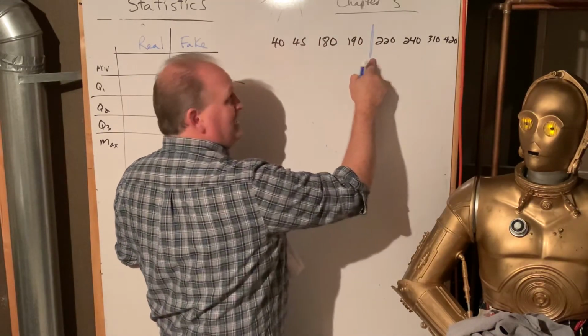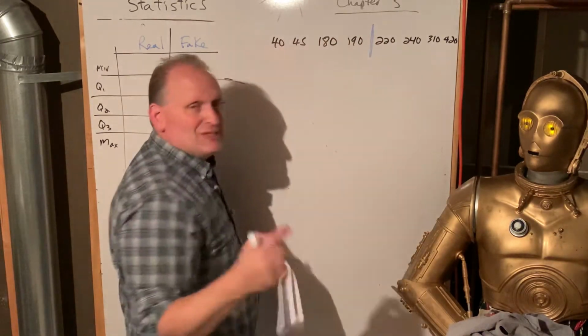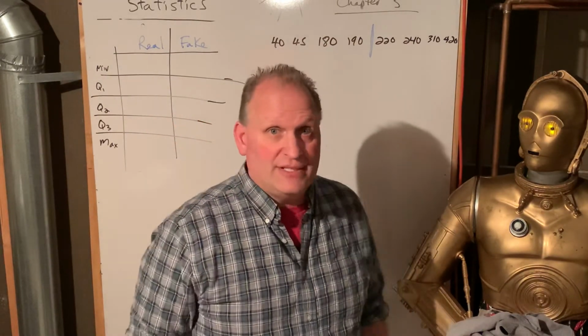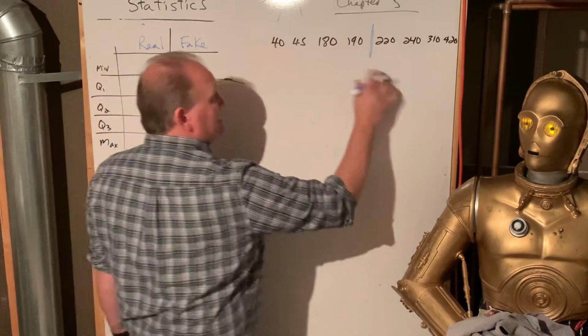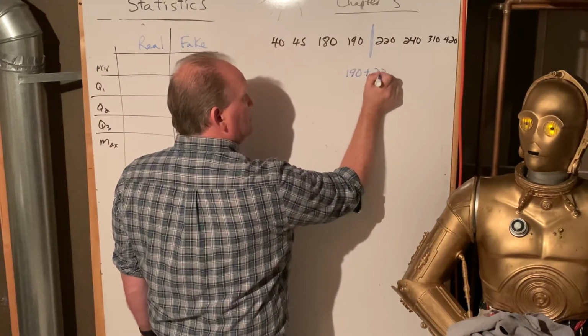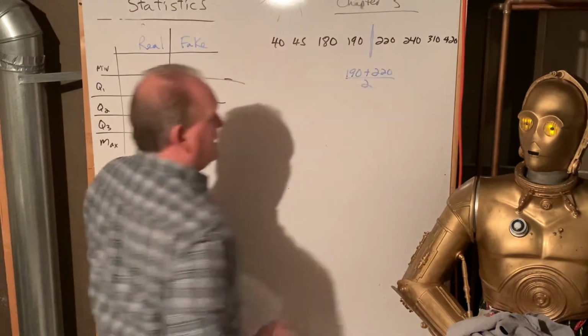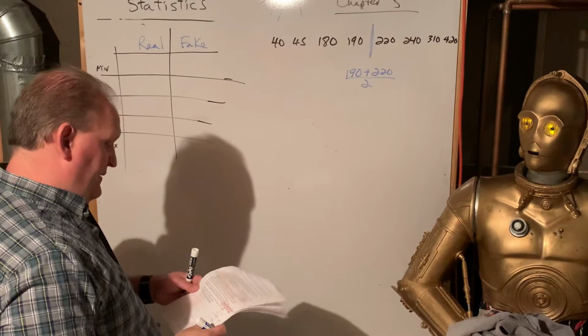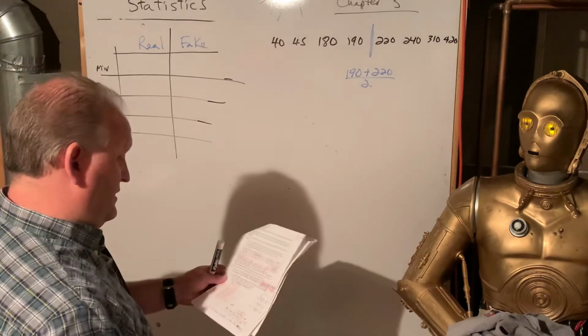So the median isn't in the set. The last one, there was an odd number, there's 15. So the median happened to be one of the numbers in the set. This is an even set, so the median isn't included. So we're going to take 190 plus 220 and average that out, divide it by 2. And that's going to give us, what is that, 215?